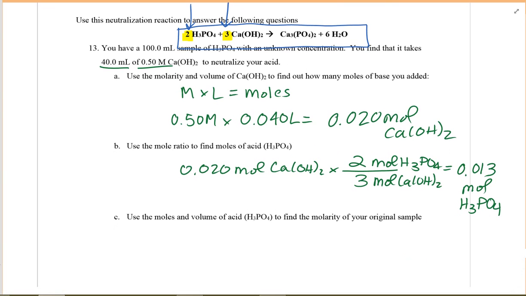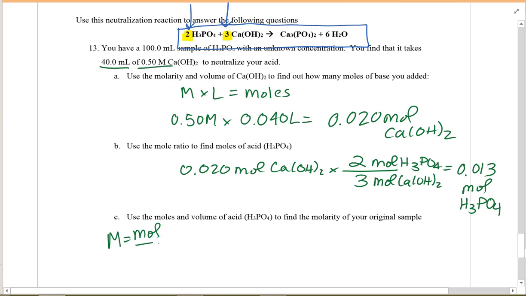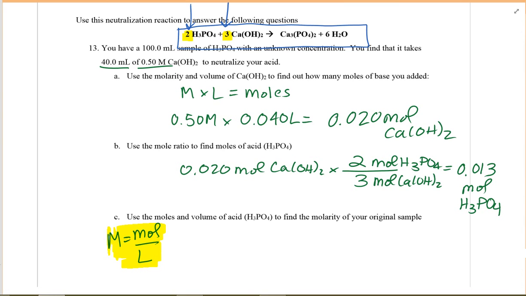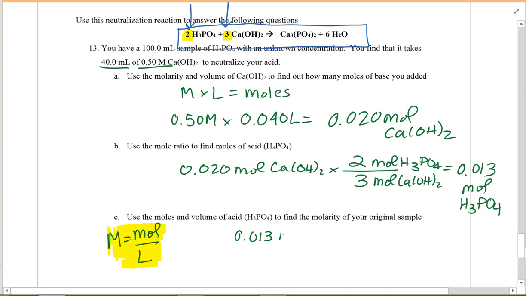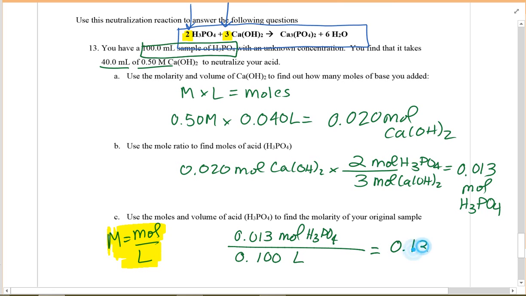Now let's find molarity. So molarity is moles per liter. By the way, this equation, in case you forget it, it's going to be on your equation sheet on the test. You don't even have to memorize it. You just have to know where to find it and know how to apply it. So I've got 0.013 moles of H3PO4. I gotta make sure I choose the right volume. So I want to use the volume of H3PO4, which is right there, and that is 100 milliliters. Divide by 1,000, that gives me 0.1 liters. So my molarity is 0.13.